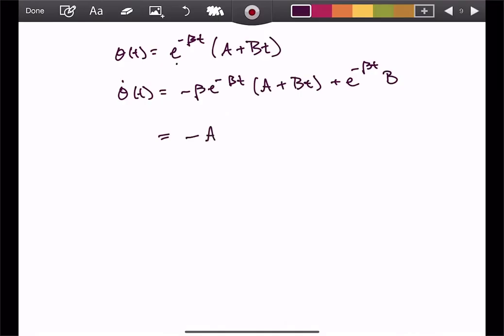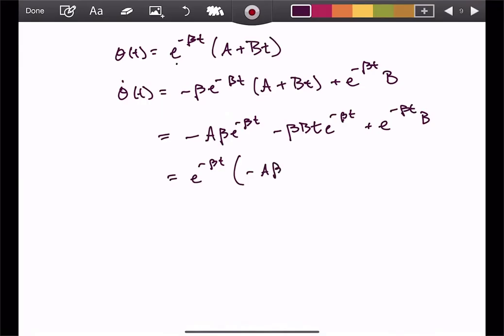So I'm going to get minus A beta e to the minus beta t. And then I'm going to get minus beta B t e to the minus beta t. And then we're going to get plus e to the minus beta t times B. I don't know why I didn't pull out the e to begin with. So this is the same thing as e to the minus beta t times (minus A beta plus B) times (1 minus beta t). Beautiful. So that's this guy. So now let's use our initial conditions.